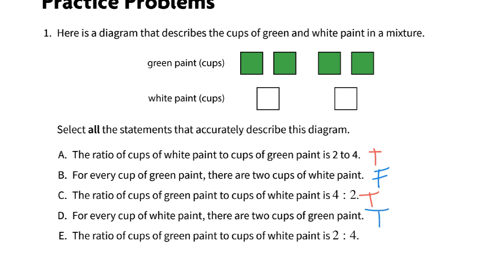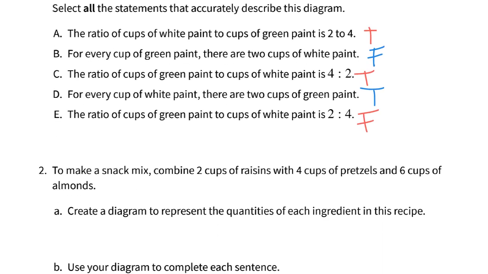And then lastly, the ratio of green to white is 2 to 4. The ratio of green to white is, no, it's the reverse. It's 4 to 2 is green to white, not 2 to 4. So that's false. All right, and so there we go. Now we know which ones are true and which ones are false.